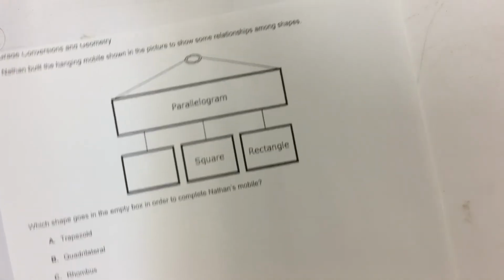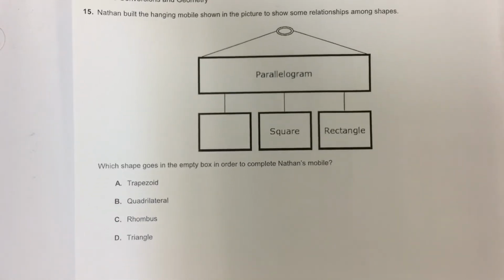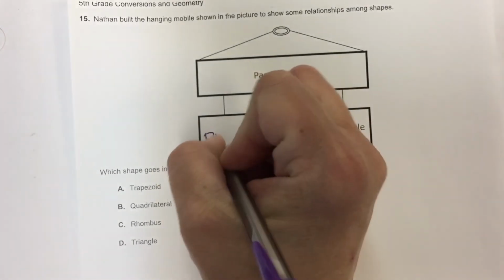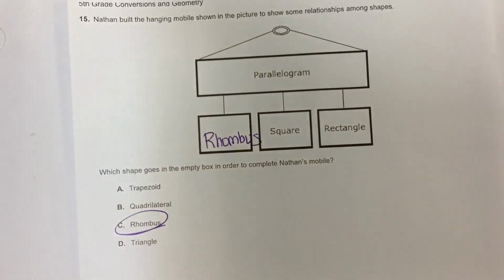All right. Final question. It's another geometry question. Nathan built the hanging mobile shown in the picture to show some relationships among the shapes. Which shape goes in the empty box in order to complete Nathan's mobile? Okay, you should have put rhombus. The answer was C, rhombus.